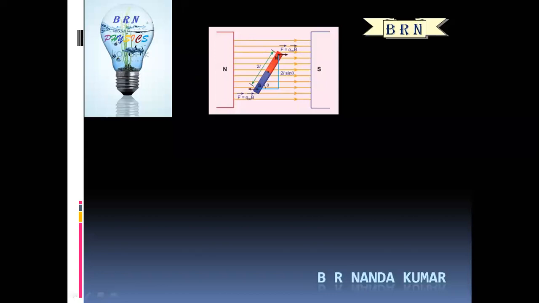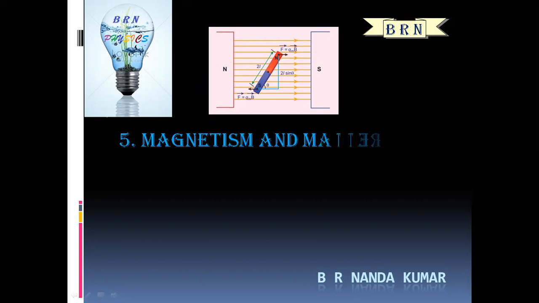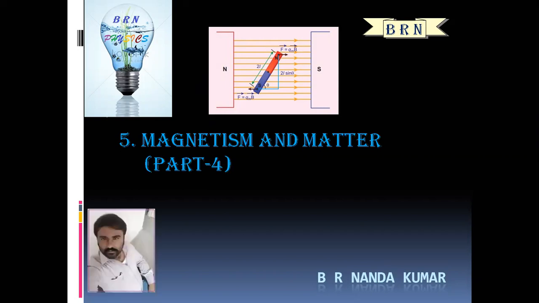In the previous class, we have studied properties of magnetic field lines, derivation of the expression for magnetic field at a point on the axis of a current carrying solenoid, showing a current carrying solenoid as a bar magnet, and derivation of the expression for torque acting on a bar magnet that is placed in the presence of a uniform magnetic field. So this is magnetism and matter part 4.